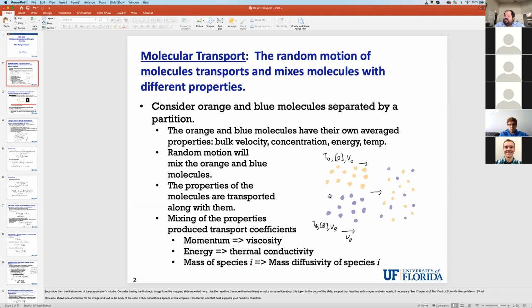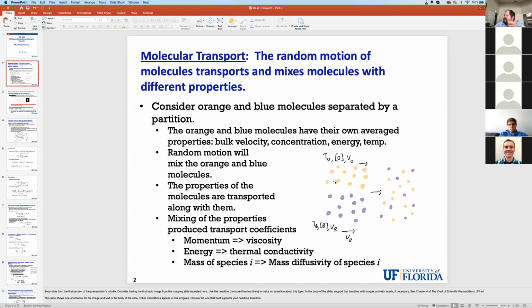But the primary effect is just the fact that these blue molecules are moving up, and they are carrying their temperature along with them. And because the temperature and their mass are being carried up together simultaneously, mass diffusion and heat conduction are analogously similar.